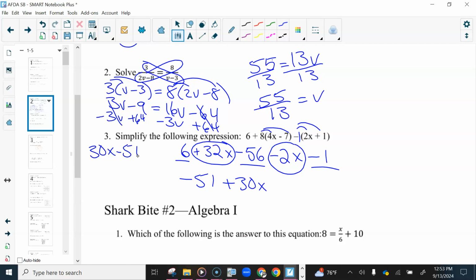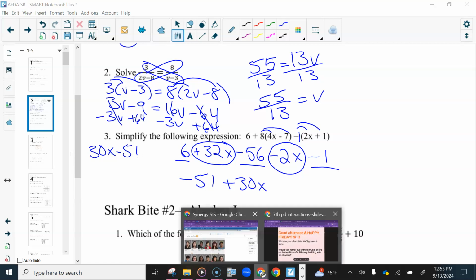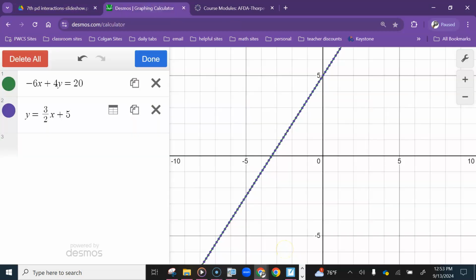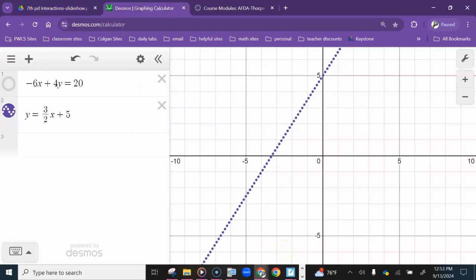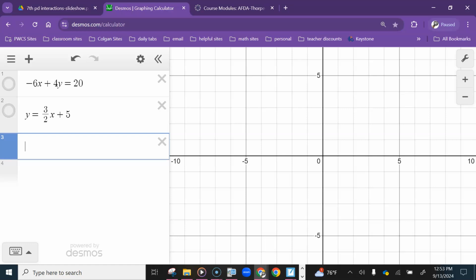I did want to show you really quickly in Desmos. Remember that on the shortcut, you guys can work together, use Desmos, check your notes, all those things. We'll come back to that. Don't worry about that right now.